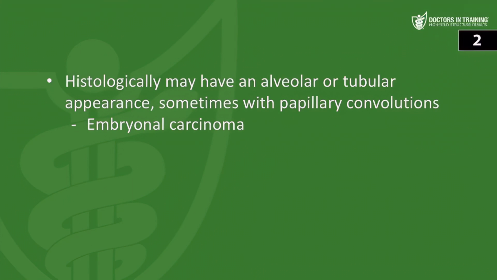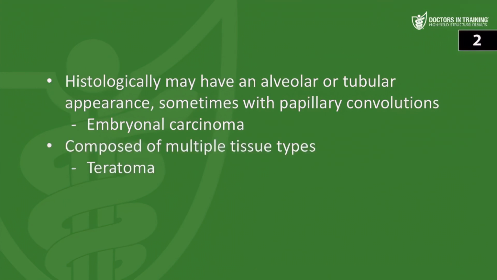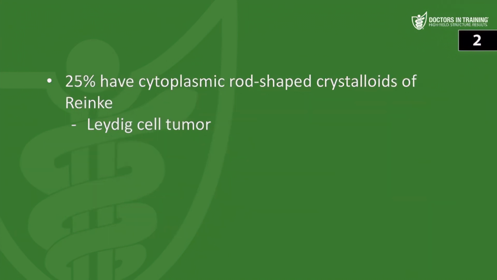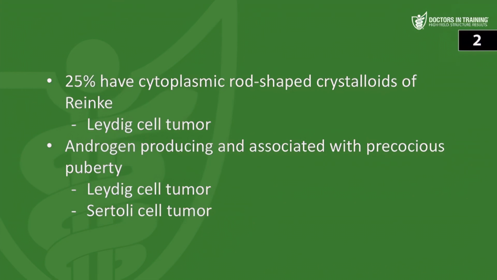Next, which testicular tumor is associated with each of the following statements? Histologically may have an alveolar or tubular appearance, sometimes with papillary convolutions. That's embryonal carcinoma. Composed of multiple tissue types is a teratoma. Histologic endodermal sinus structures called Schiller-Duval bodies is a yolk sac tumor. 25% have cytoplasmic rod-shaped crystalloids of Reinke, is a Leydig cell tumor. Androgen-producing and associated with precocious puberty is Leydig cell tumors or possibly Sertoli cell tumor.